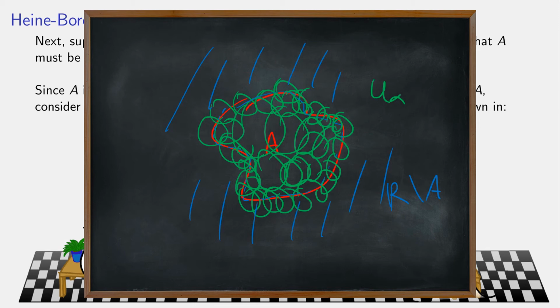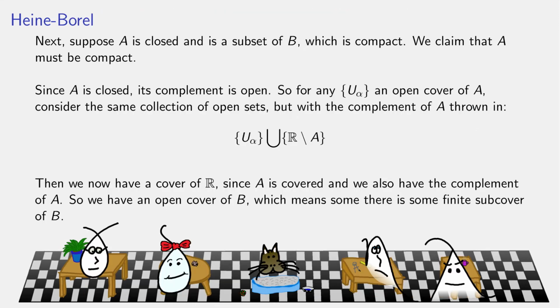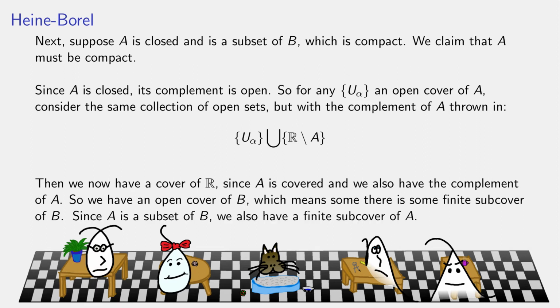Well, what have I covered now? Since the original U alphas covered A, and I added the complement of A, what I've done now is cover everything. Since I've covered everything, I've certainly covered B. Now, the set B was assumed to be compact, so I can find a finite collection of those sets that in fact cover B. Since A is a subset of B, if I've covered B, I've covered A.